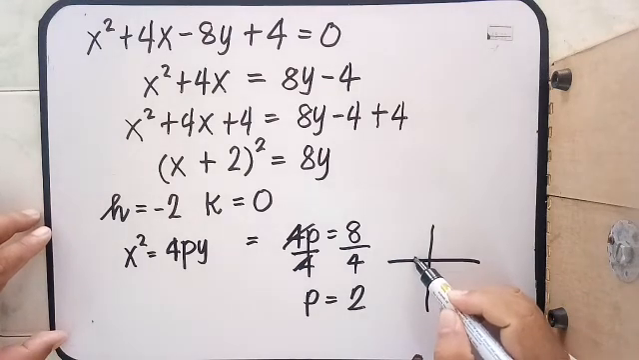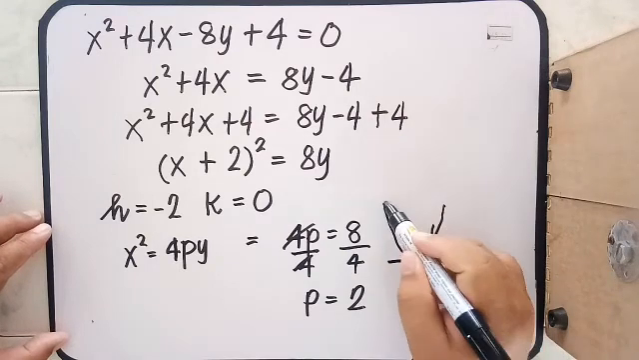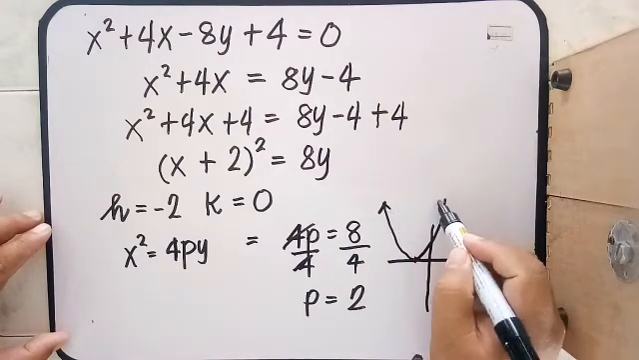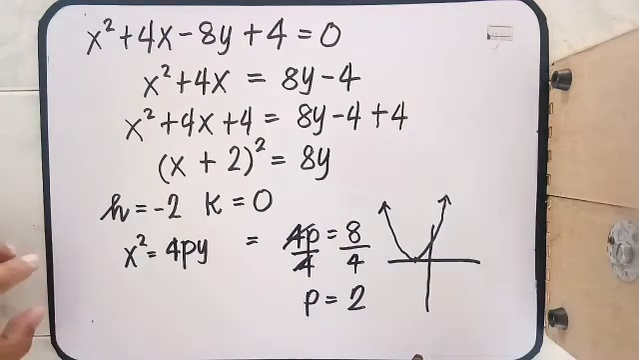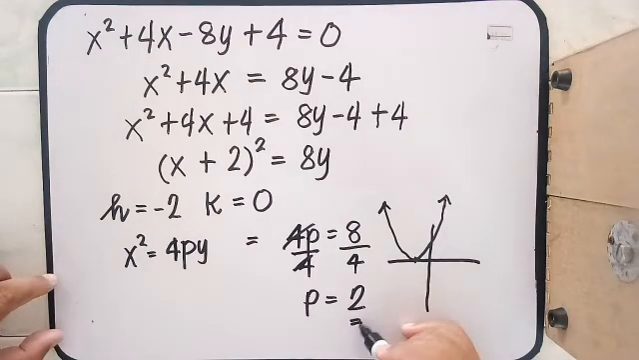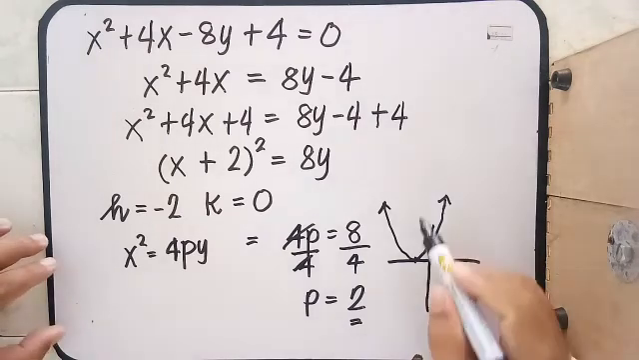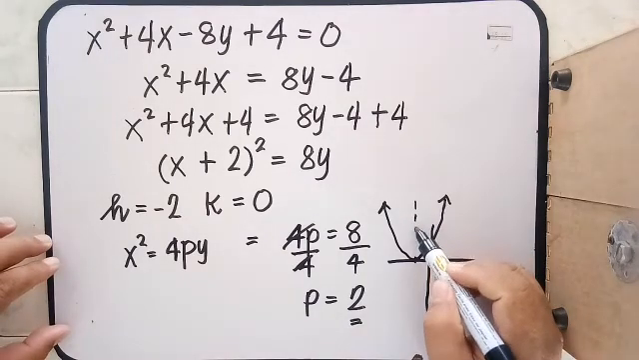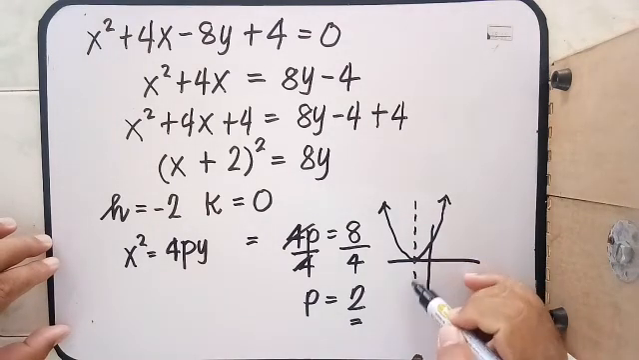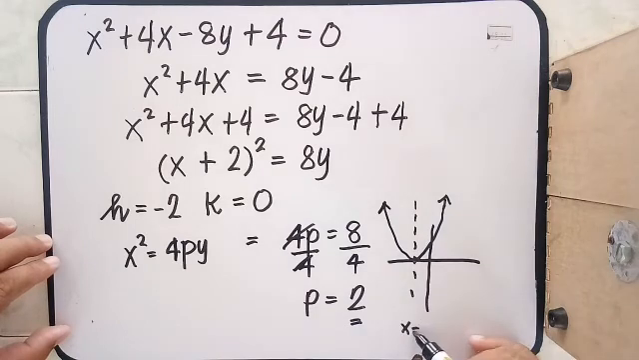So, here is its graph. It goes upward, like this. It opens upward because its focus is positive. Then, its kind of parabola is one that opens upward or downward, wherein its axis of symmetry is here at x is equal to negative 2.